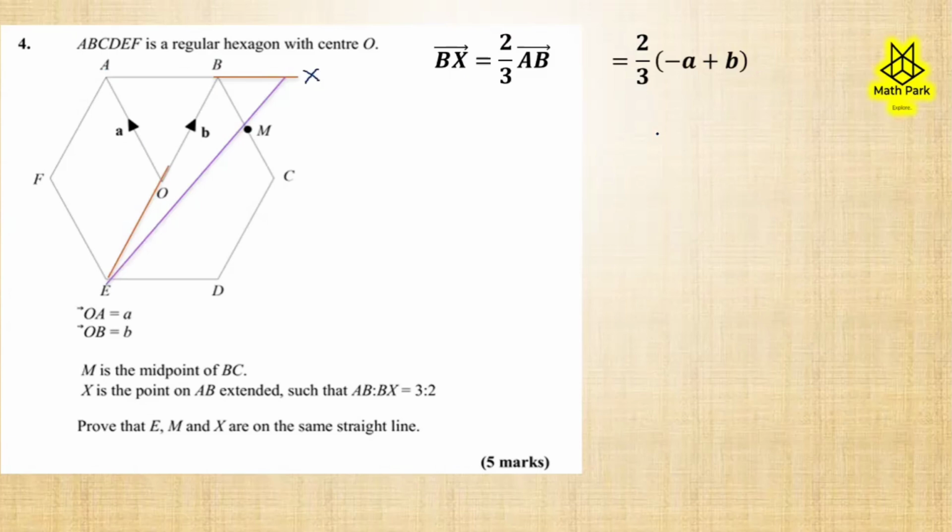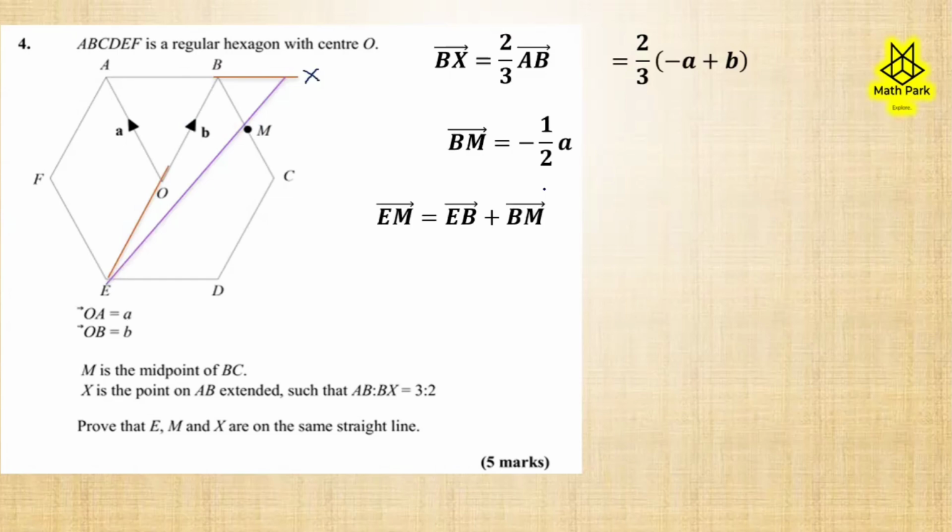Now we found BX. Let's now find BM. Now BM is going to be negative of half A. So had it been CM, it would be positive half A. Since it is the midpoint, and AO and BC, they are parallel, that's how BM is going to be minus half of A.